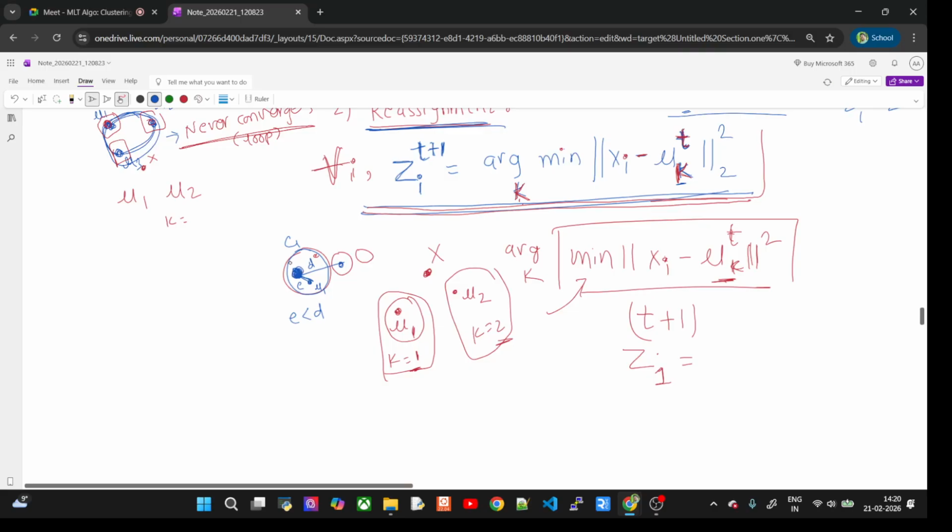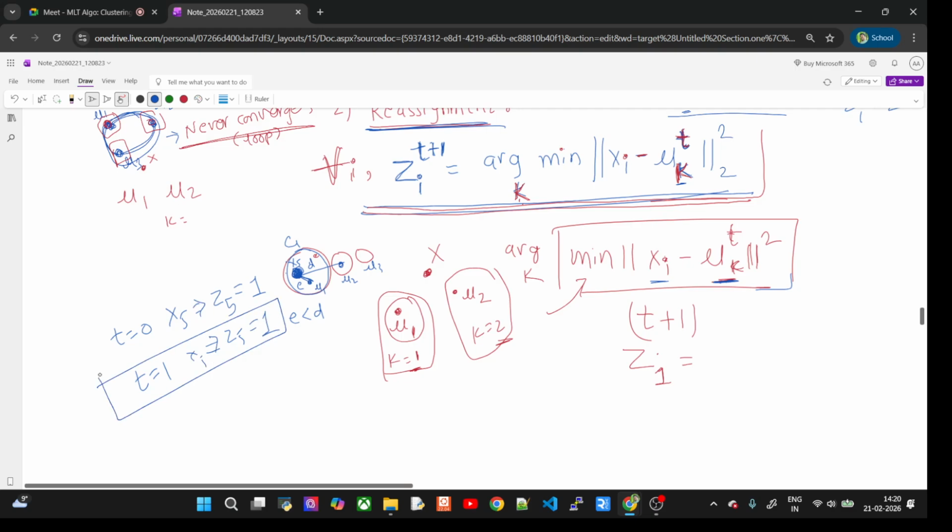This point is, for example, like an x5 point. X5 is happy with cluster 1. If it is happy with cluster 1, it will not jump to cluster 2 or cluster 3. It will simply stay as it is, because the distance between the point and its current mean is smaller. So in the next iteration it will be the same: for x5, z5 is 1 in the earlier iteration, and with t plus 1, for x5, z5 is still 1.